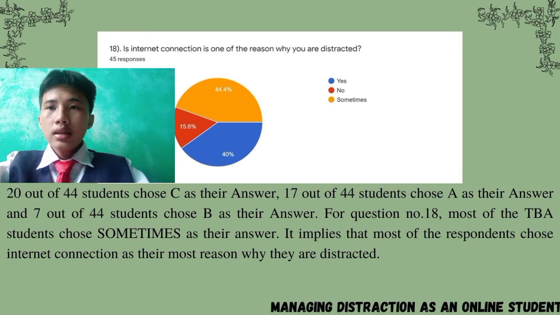And for the last and final question, number 18, is internet connection one of the reasons why you are distracted? 20 out of 44 students chose C as their answer. 17 out of 44 students chose A as their answer. And 7 out of 44 students chose B as their answer. For question number 18, most of the TBA students chose sometimes as their answer. It implies that most of the respondents chose internet connection as one of the reasons why they are distracted.